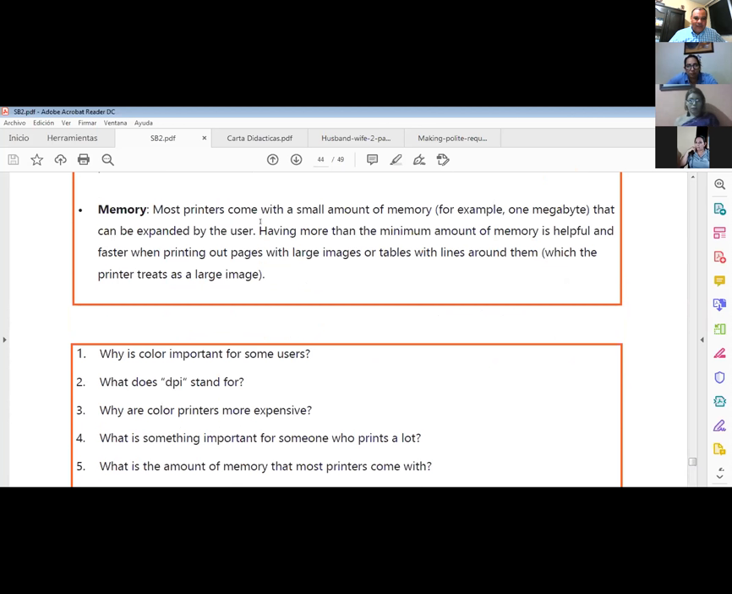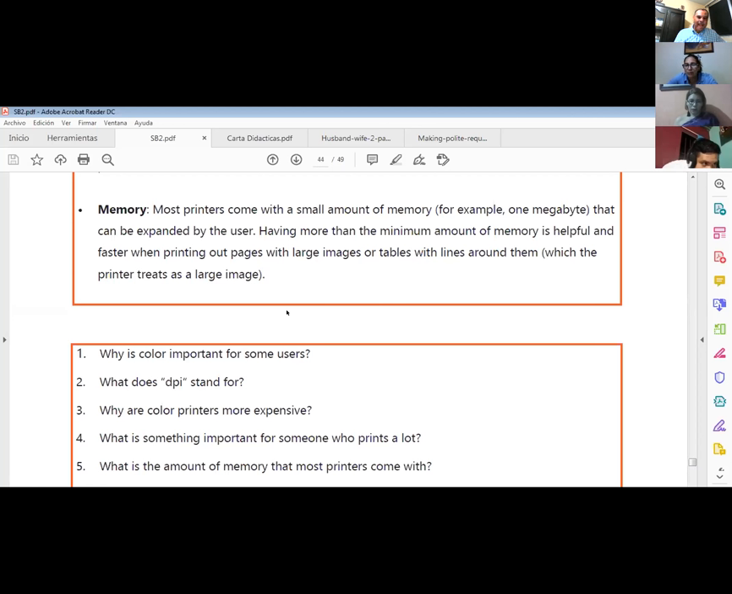Most printers come with a small amount of memory. For example, 1 megabyte that can be expanded by the user. Having more than the minimum amount of memory is helpful and faster when printing out pages with large images or tables with lines around them, which the printer treats as a large image. Questions?